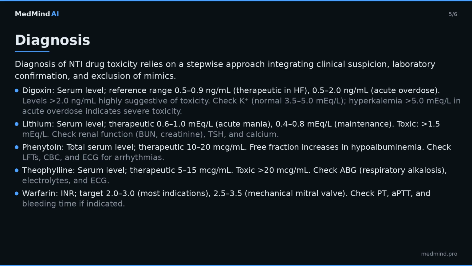Key points: digoxin, serum level, reference range 0.5 to 0.9 nanograms per milliliter, therapeutic in HF, 0.5 to 2.0 nanograms per milliliter, acute overdose. Levels greater than 2.0 nanograms per milliliter highly suggestive of toxicity. Check K, normal 3.5 to 5.0 milliequivalent/L, hyperkalemia greater than 5.0 milliequivalent/L in acute overdose indicates severe toxicity.